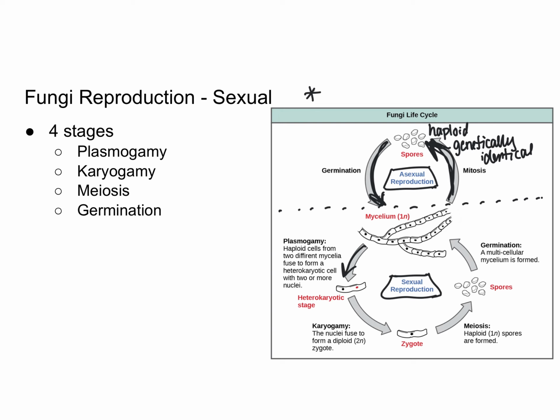So the 4 stages of sexual reproduction, the first one is plasmogamy, which we can see right here. The second step is karyogamy. The third step is meiosis. And the fourth step is germination. And we're going to break these down in more detail on the following slides.